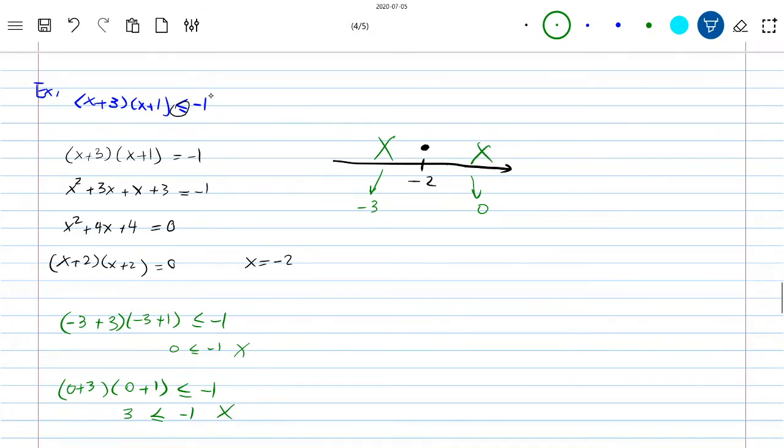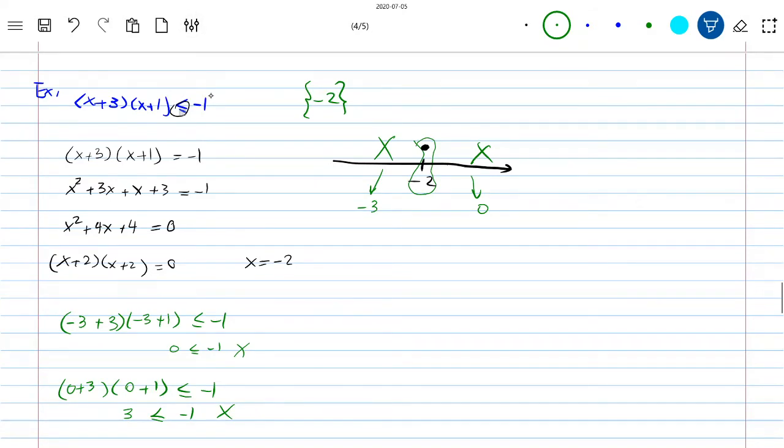So what is the solution to this inequality? This section is not acceptable. The other section is not acceptable. There is only one number that is acceptable. And it turns out the answer is x equal to negative 2. There is no interval. There is only one number that satisfies this inequality. You can write it in a bracket and say {-2}. Single numbers, normally you can write in bracket form.